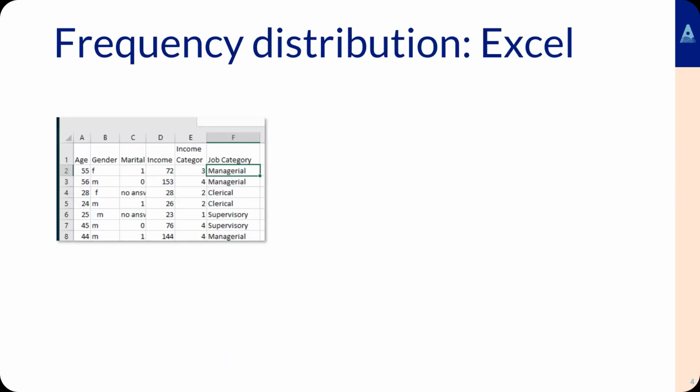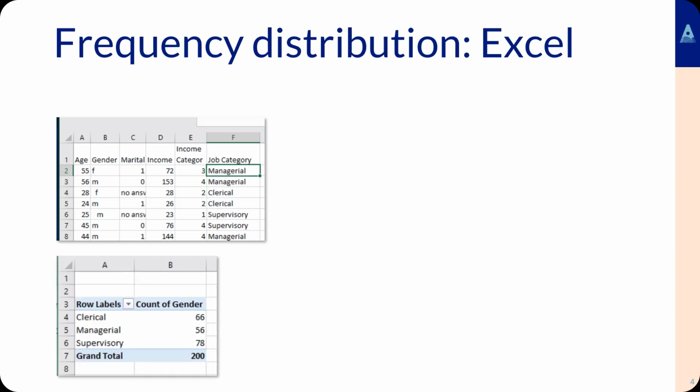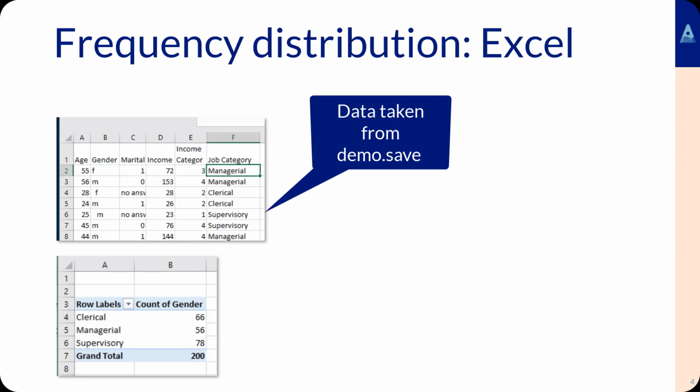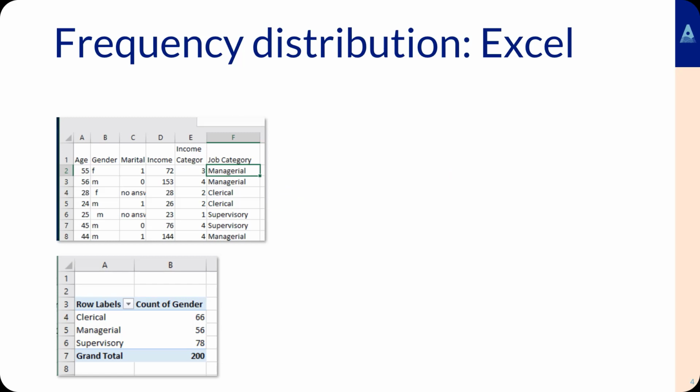So how do we build an actual frequency distribution in Excel? Let's take an example here, and we will look at this example, and there'll be an exercise based on this example. So you've got a list here of data, and it's a standard data set. It's taken from the demo.sav data set, which you're already familiar with. And you can see that in that data set, there's a variable called job category, and each row is one subject. So we want to create the frequency distribution for job category.